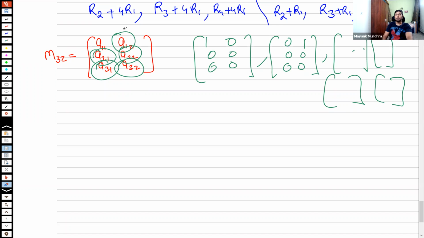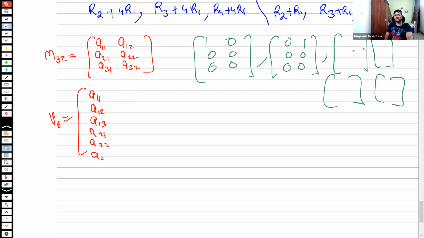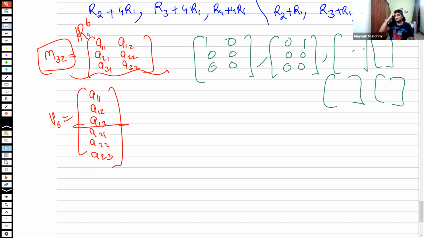Okay, so now you can think of a 3 cross 2 matrix as a simple vector in 6-dimensional space: A11, A12, A13, A21, A22, A23. Every 6-dimensional vector can be broken down into a 3 cross 2 matrix. The first 3 elements form the first column, the next 3 elements the second column. So a 3 cross 2 matrix is nothing but an R6 vector.